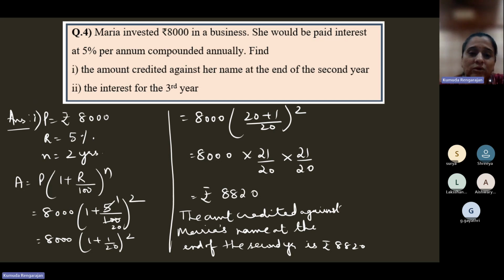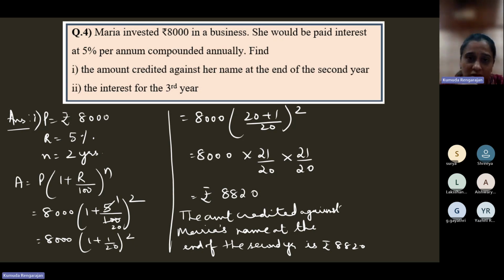So when you're calculating the interest for the third year, the principal will be the money in the account at the beginning of the third year. And what will that be? Whatever was at the end of the second year will be the money in the account at the beginning of the third year. And that's nothing but 8,820.